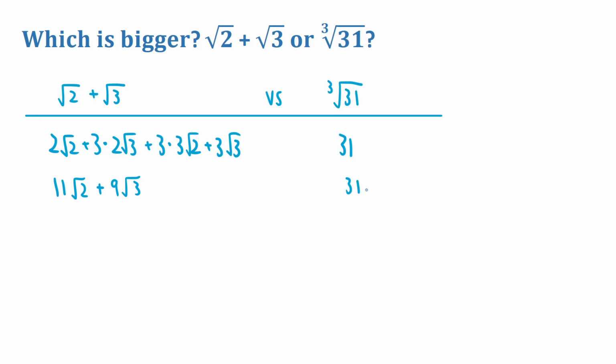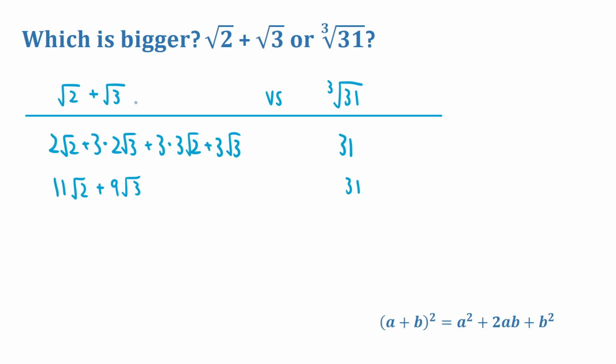After cubing both sides, it's still the same comparison. That is to say, if square root of 2 plus square root of 3 all cubed is greater than the cube root of 31 all cubed, then square root of 2 plus square root of 3 is greater than the cube root of 31, and vice versa.